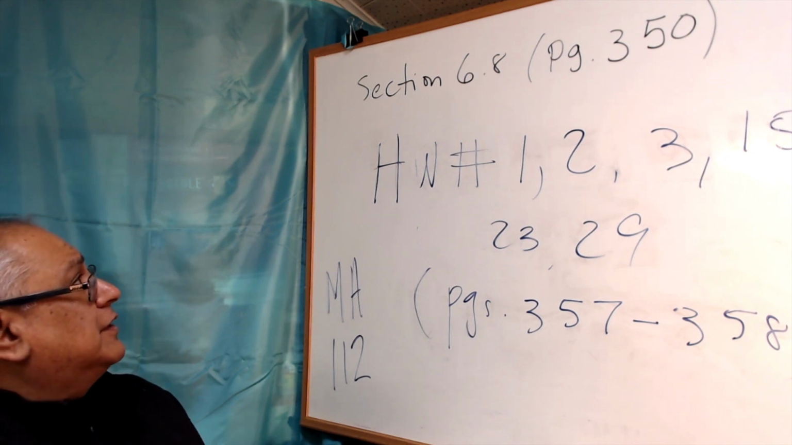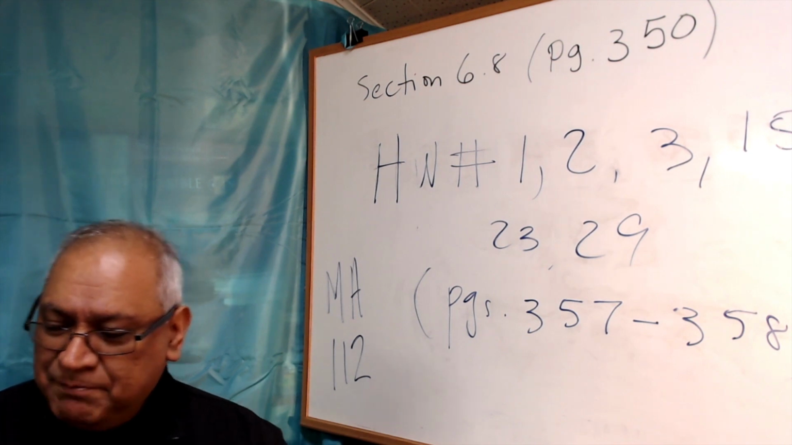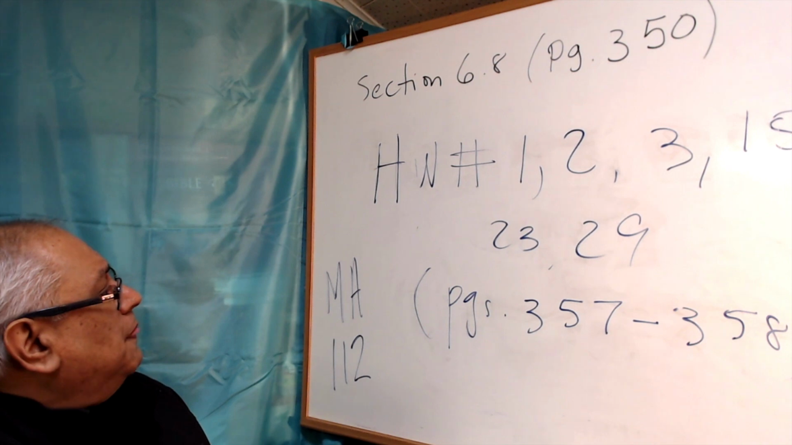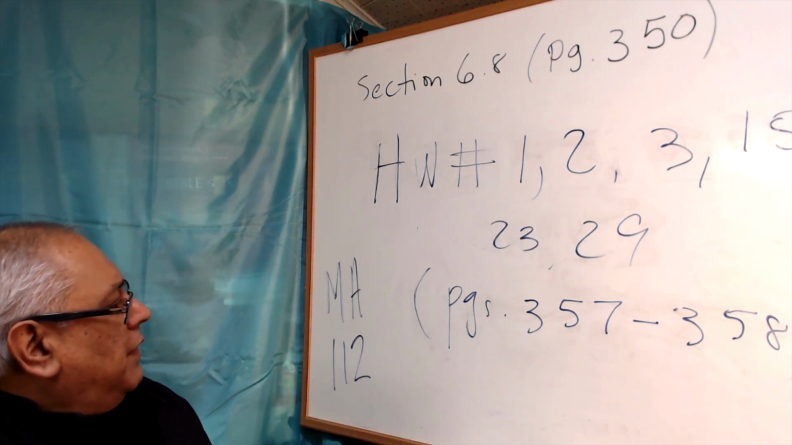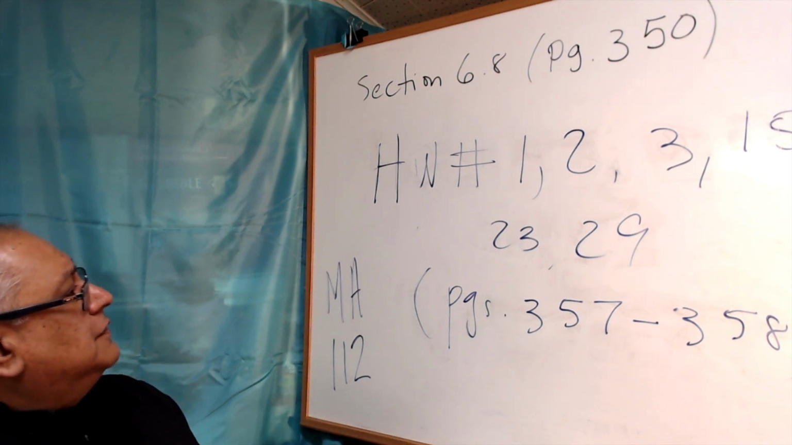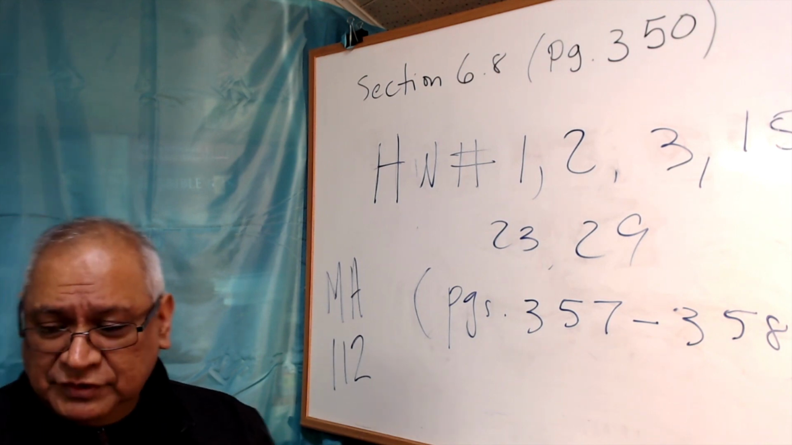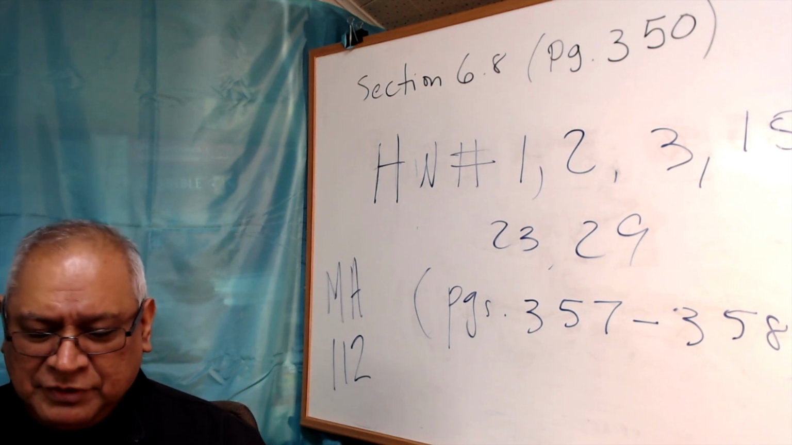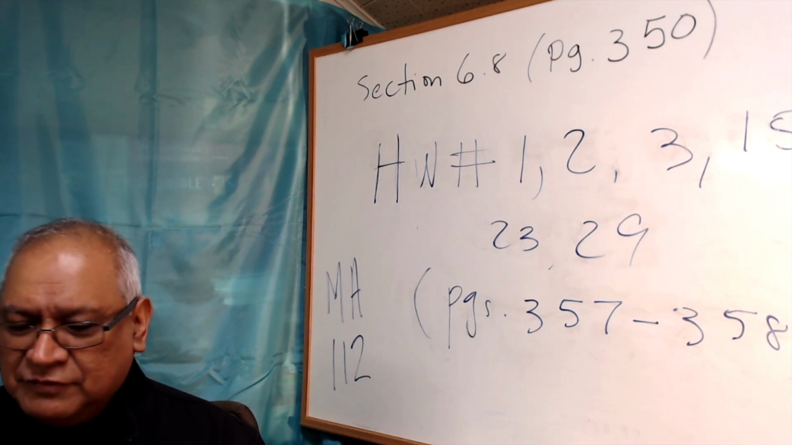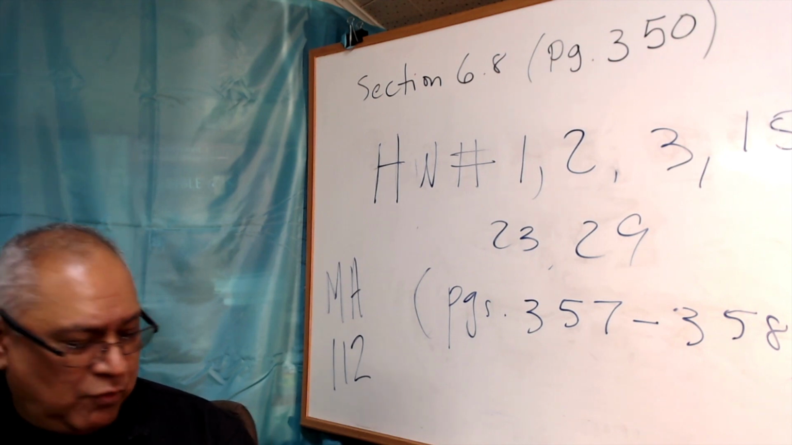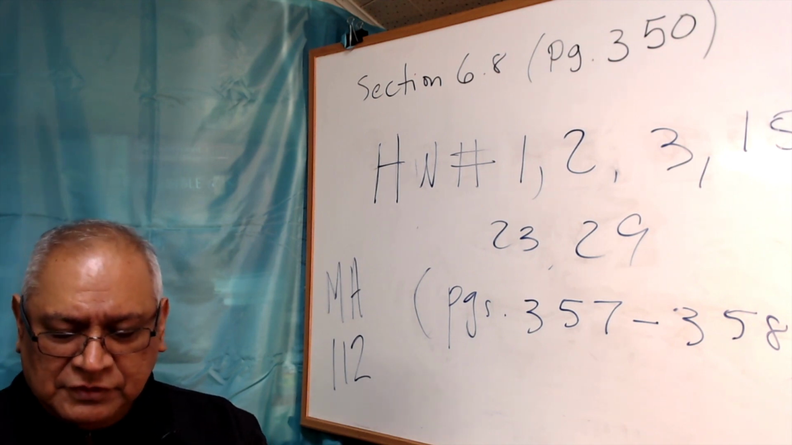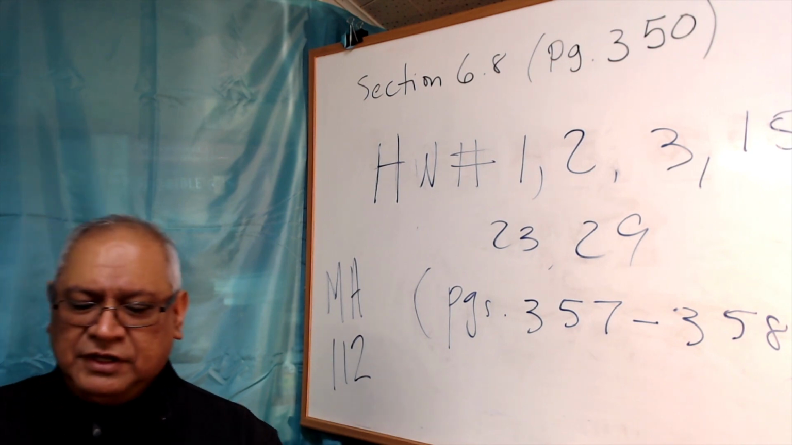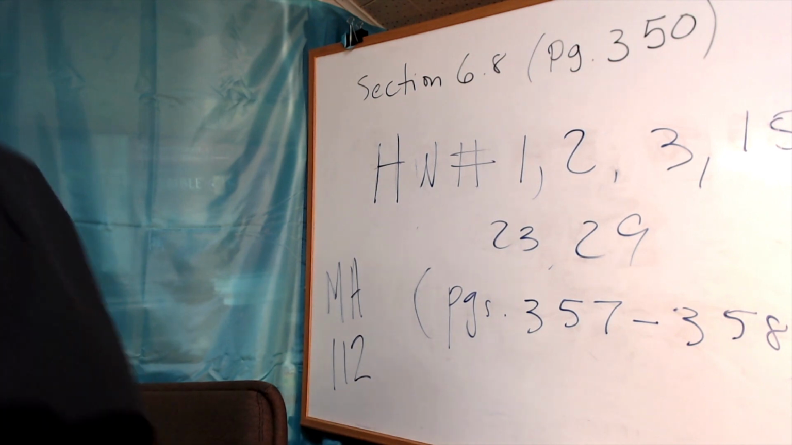Today we're going to cover section 6.8, page 350 in the book. And this is the homework, pages 357 to 358: 1, 2, 3, 15, 23, and 29. Please practice these problems, and I will be showing you some examples as to how to work with inequalities when solving or plotting the graph of an equation, including inequalities. So let's get started.